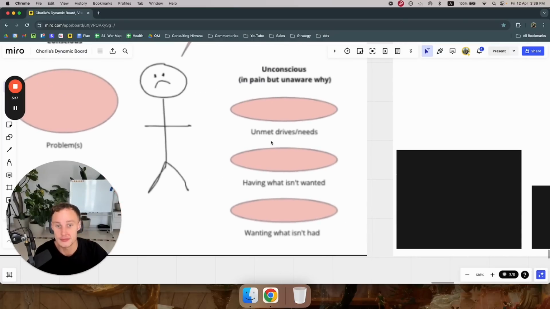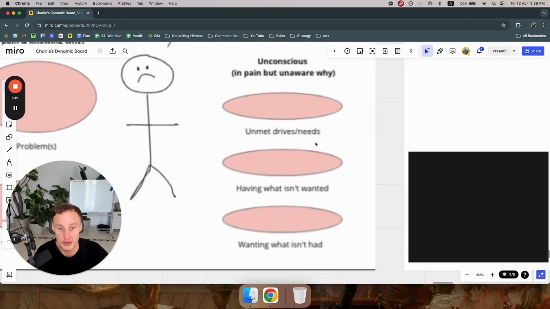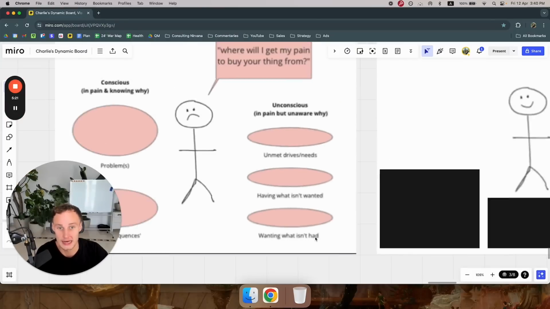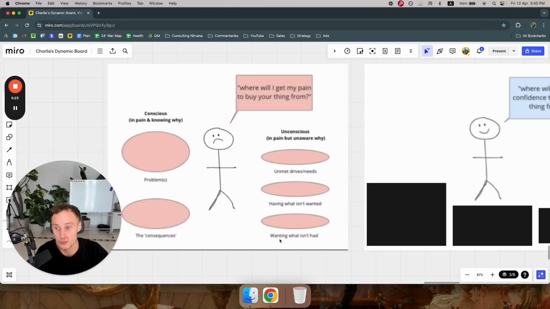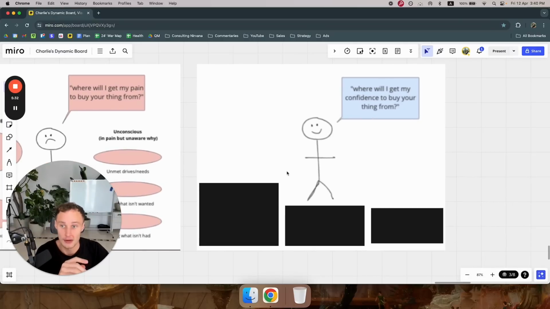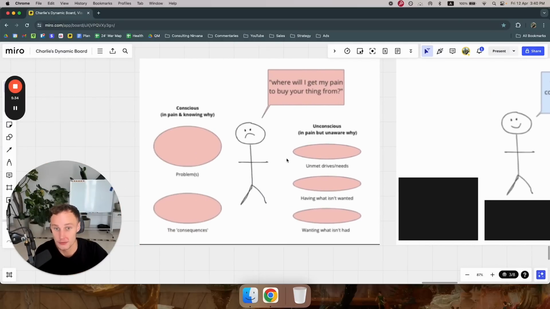And then the other places we can look is someone's unmet needs or drives, having what isn't wanted or wanting what isn't had. So if they have a situation they don't want, they're in pain. If they desire a situation they don't have, they're in pain. And if they have drives or needs on an unconscious level that they haven't met, then they'll be in pain. Now, once you've established the pain with someone, and once you've understood what pain someone's in, now you have leverage. Without pain, no one will buy.